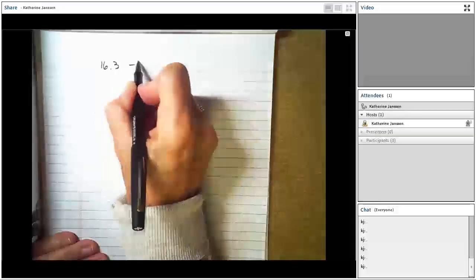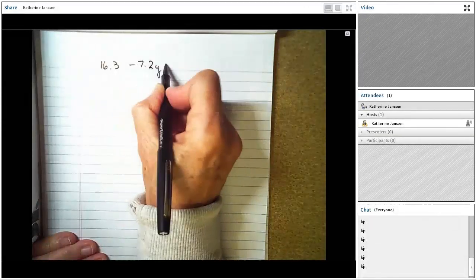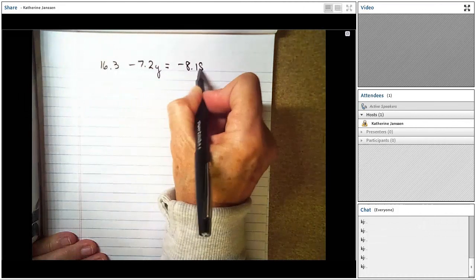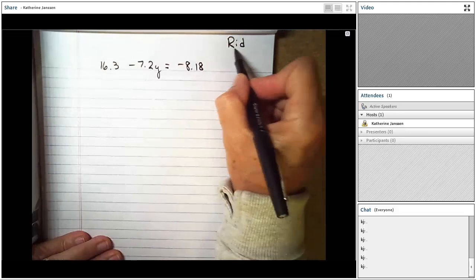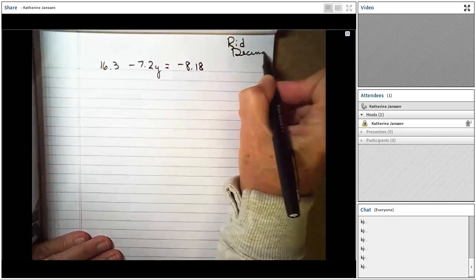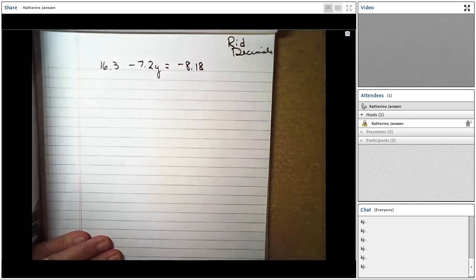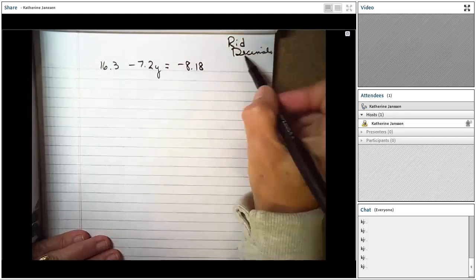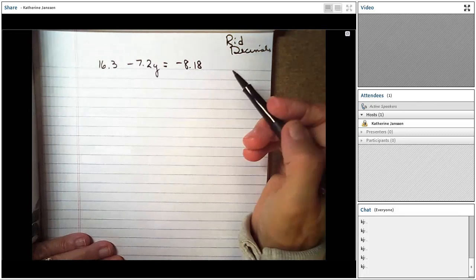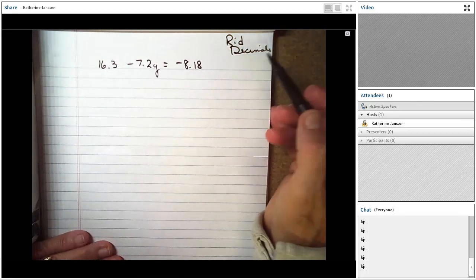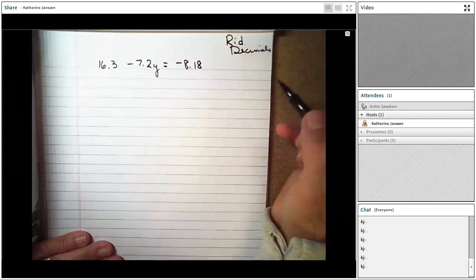16.3 minus 7.2y equals negative 8.18. Well, the same thing holds true when we have decimals. When we have equations with decimal values, it might be nice to get rid of those decimals first and then solve. It helps us eliminate making some silly mistakes.